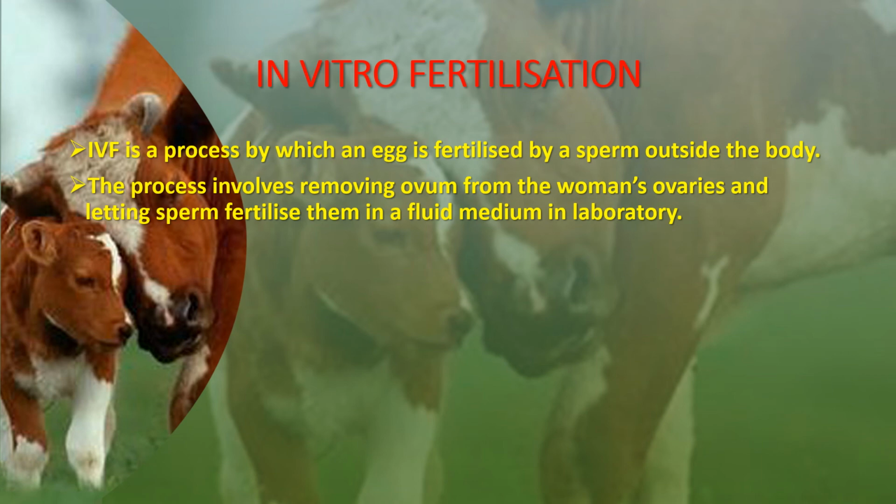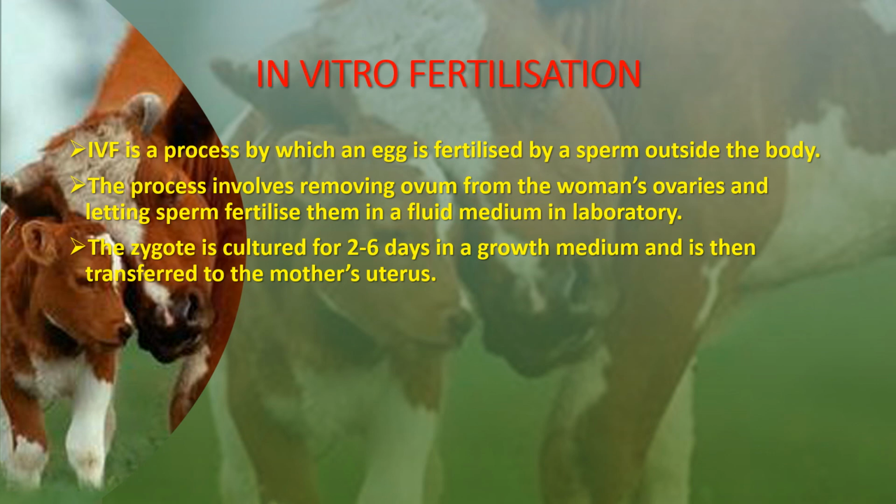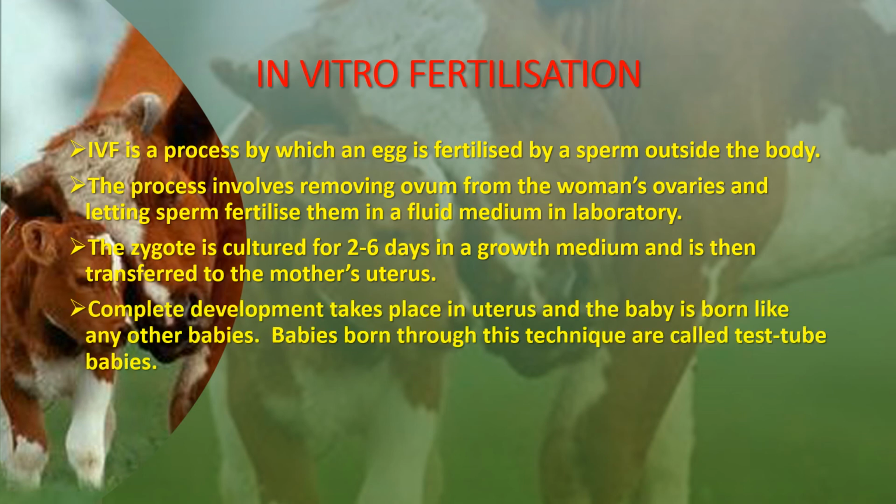The fertilized egg, that is the zygote, is cultured for 2 to 6 days in a growth medium and is then transferred to the mother's uterus. So complete development takes place in the uterus and the baby is born like any other baby. Babies born through this technique are called test tube babies.